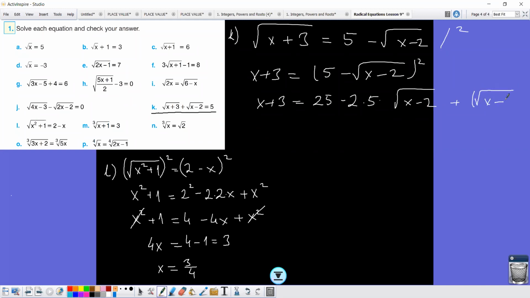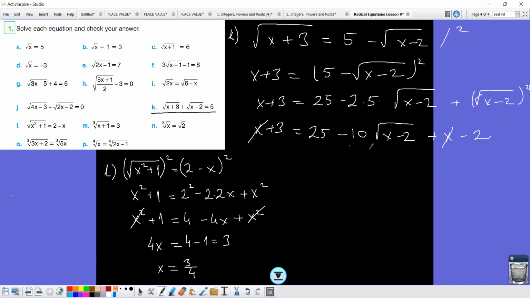Let me write (x minus 2) squared, okay? Now square and square root will cancel each other, and what we have is x plus 3 is equal to 25 minus 10 root of x minus 2, and here I have plus x minus 2. Now this plus x and this x will cancel each other, and now I am taking all the knowns on one side and the unknowns on the other side.